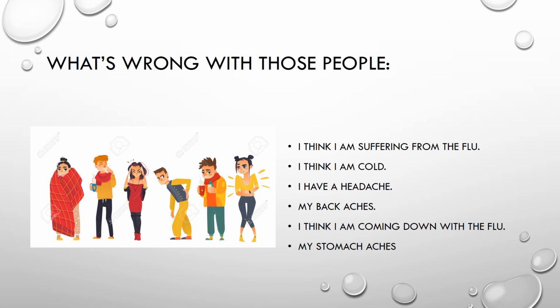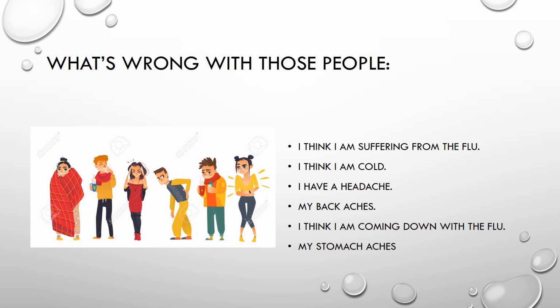You see number two, the man with the cup with a runny nose. He can say I think I'm suffering from the flu. I think I'm coming down with the flu, etc. The third figure, a woman in a red dress, she is suffering from a headache. We can say I have a headache, I'm suffering from a headache, I have a terrible headache, etc. The fourth one obviously has a back pain. So he can say, for example, I have a back pain or my back aches, etc.